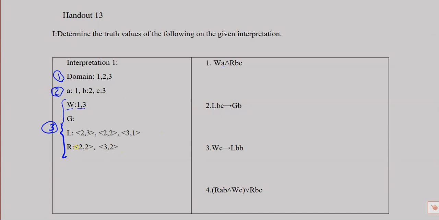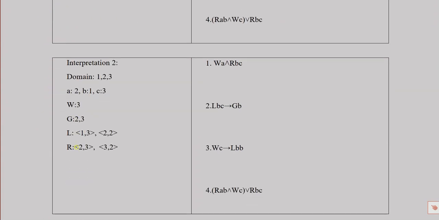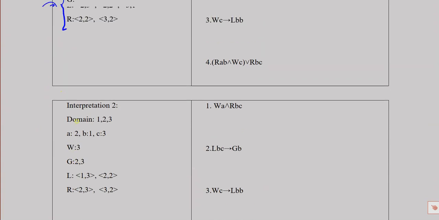Now we can put any kind of number that we want in the domain. We can assign names any way that we want, and we can also assign predicates any way that we want. So there are other interpretations. For example, here we have another interpretation. Here again, the domain involves 3 objects, but the names are assigned differently, and also the predicates have different extensions. This is another interpretation for the same sentences that we have on the right. Okay.